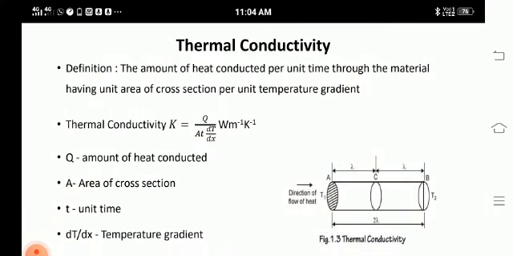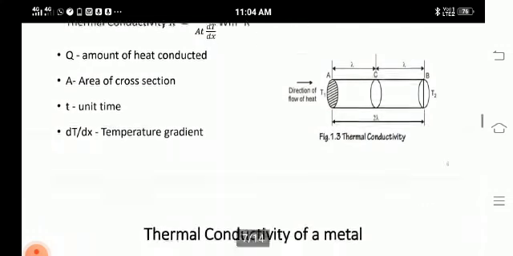watt per meter Kelvin, where K is thermal conductivity, Q is amount of heat conducted, A is area of cross section, t is unit time, and dT by dx is temperature gradient, that is change in temperature with respect to x value.